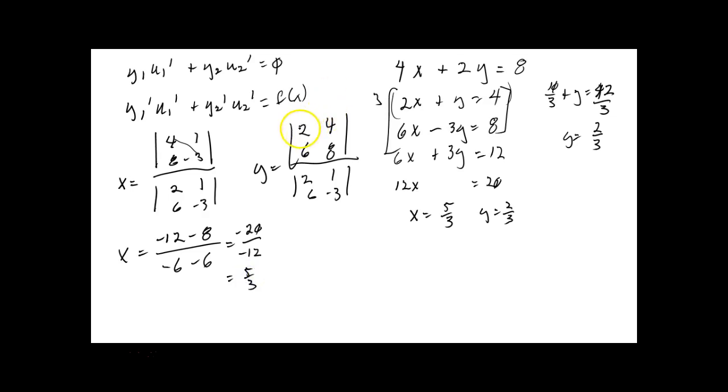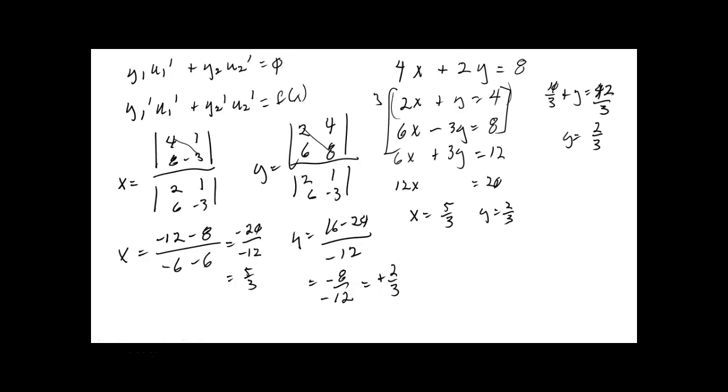Oh, they got the same answer there. Okay? Here it would be down diagonal. Y is equal to 16 minus 24, right? Over the same denominator, minus 12. Don't have to do that again. So this would be minus 8 over minus 12, which would be positive 2/3. Yep, we got the same answer. So that's what Cramer's rule says to do.